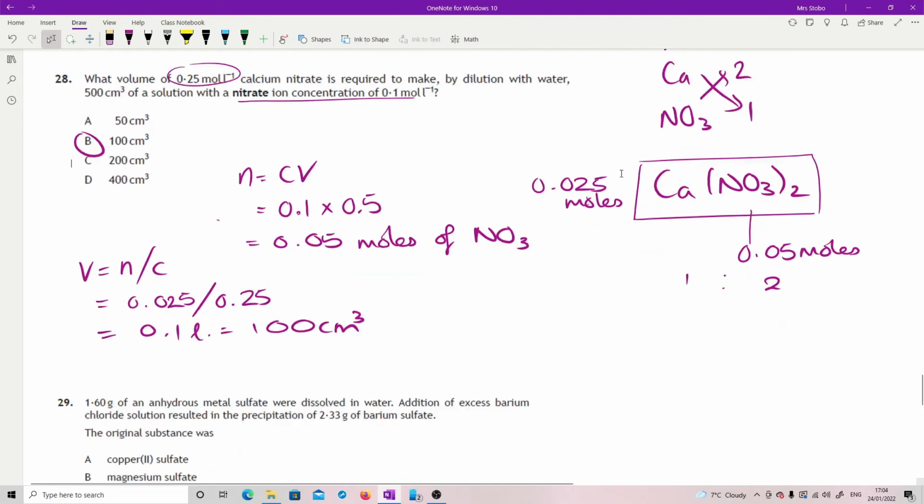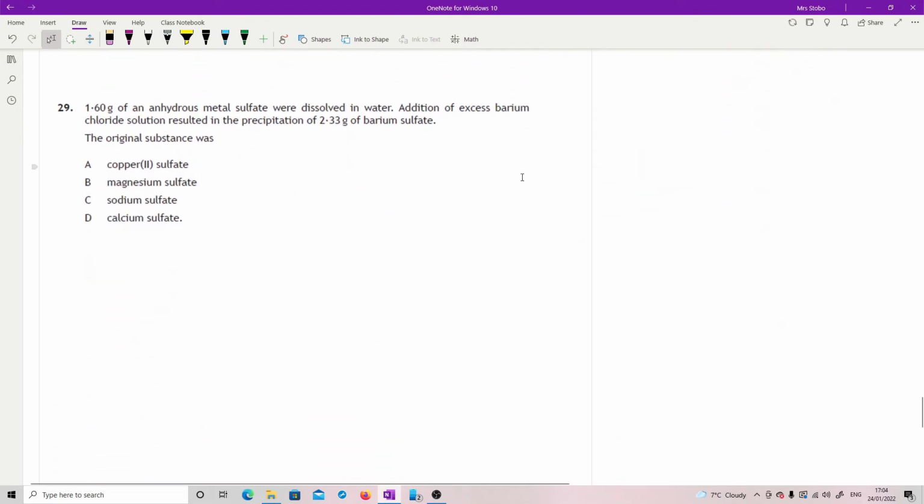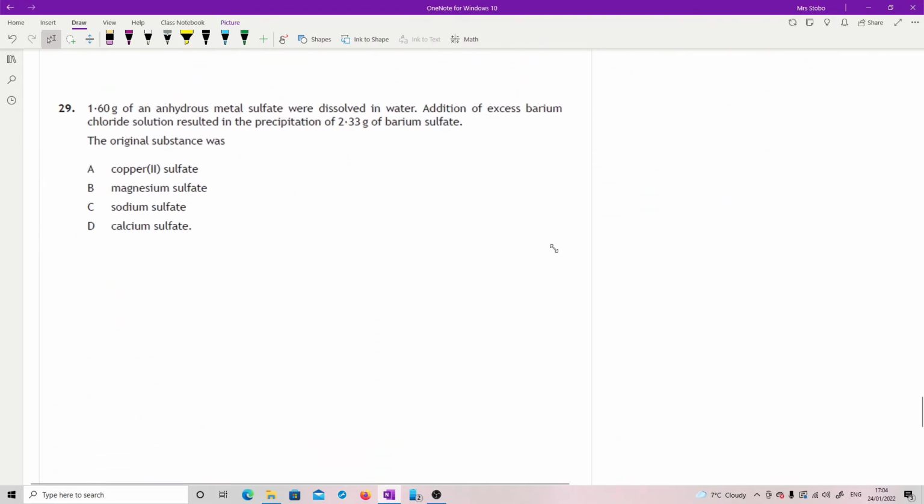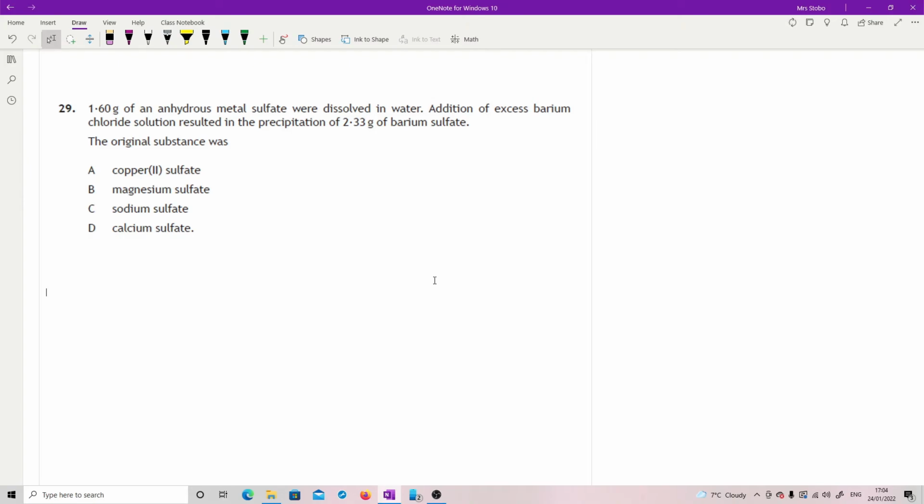29. Oh, if I can get the mouse to come down, there we go. 1.6 grams of an anhydrous metal sulfate were dissolved in water. Addition of excess barium chloride solution resulted in the precipitation of 2.33 grams of barium sulfate. Original substance what? Okay, right, so what you're going to do first is work out the moles of barium sulfate.